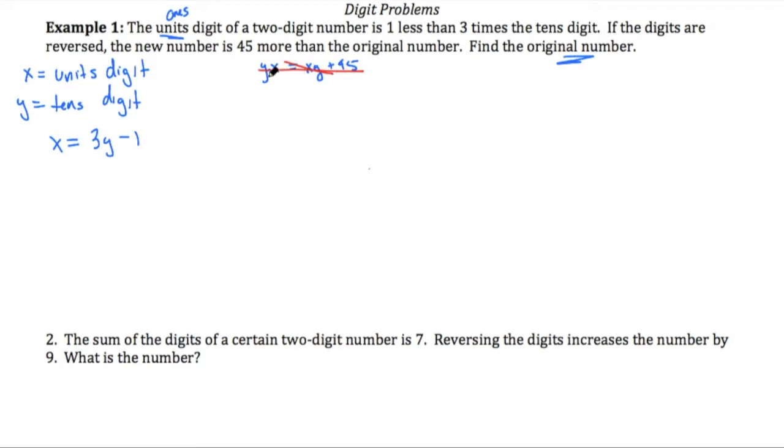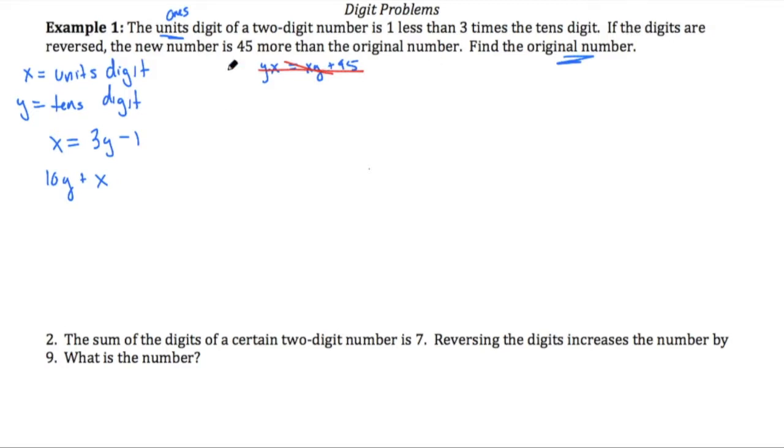Students may be trapped into writing yx or xy as the digits reversed, but that's not mathematically equivalent to the digits reversed. We need to remember that y and x are in different place values. So if we want to represent the original number with y and x, the tens digit has to be multiplied by 10. So 10y would take that y value and bump it into the tens place, and we can add the units digit, x. That is our original number, 10 times the tens digit and 1 times the units digit. So that's the original number.